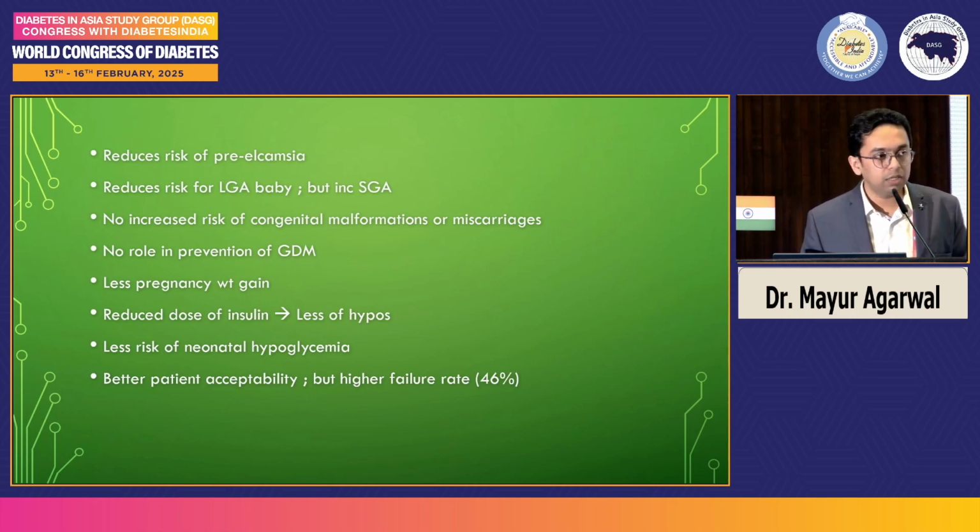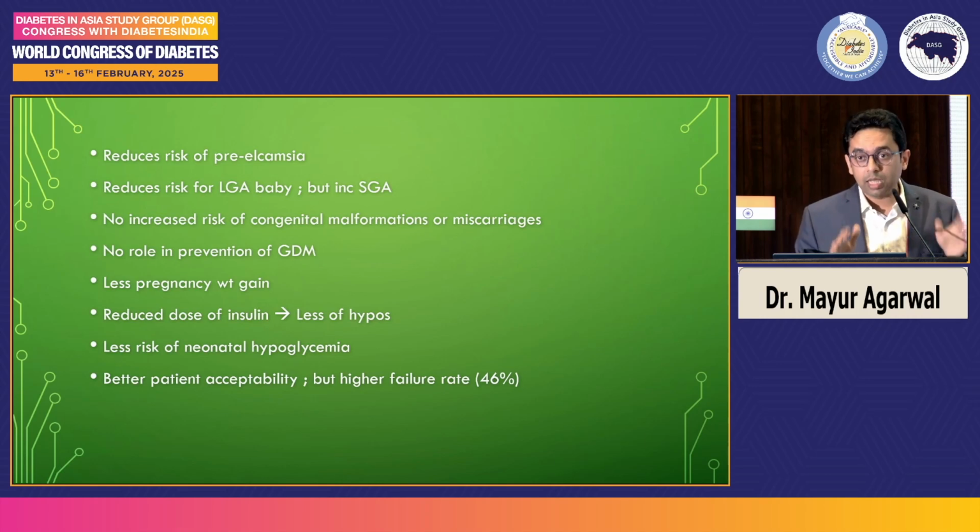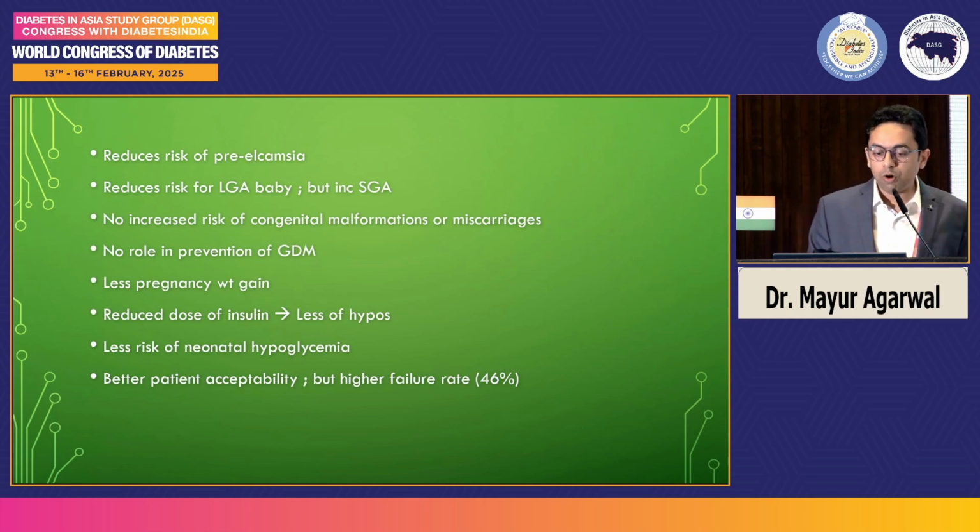So we have the MIG trial, metformin in gestational diabetes. No role in prevention of GDM, because sometimes what happens is that PCO patients keep on taking this. Maybe you can reduce the risk of preterm labor. We have some data, especially that first trimester miscarriages can be reduced, but there is no role in prevention of GDM. Overall, there is less pregnancy weight gain when the patients are on metformin, and reduced dose of insulin.